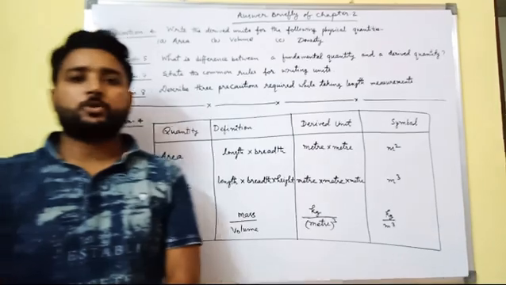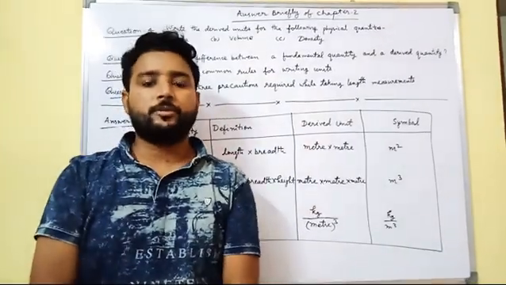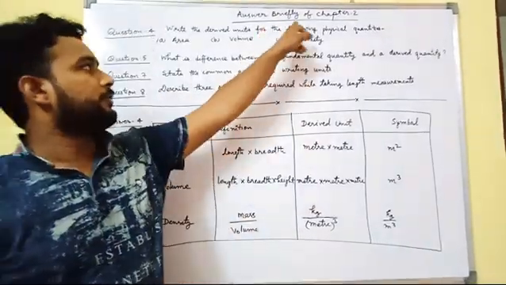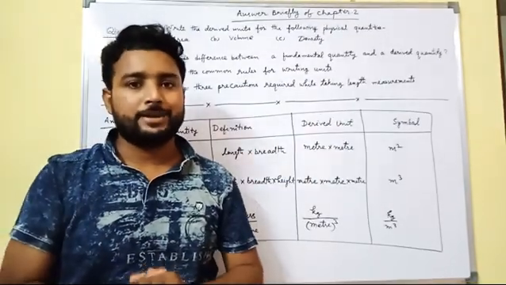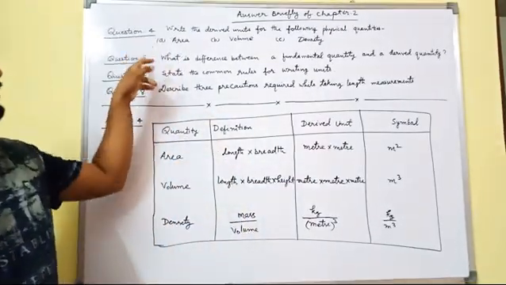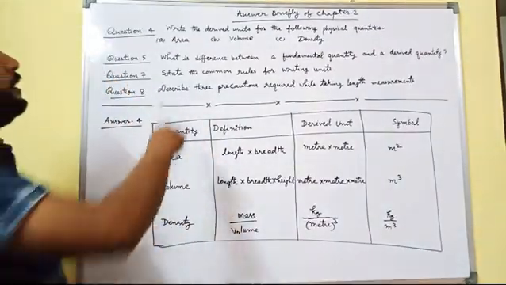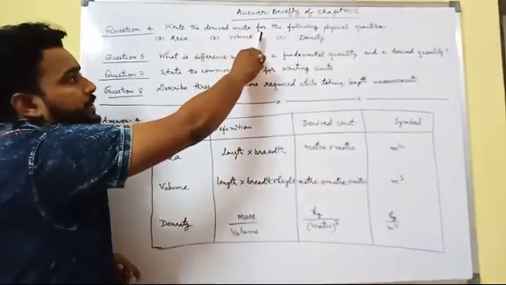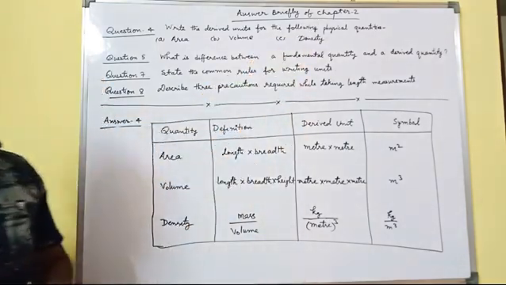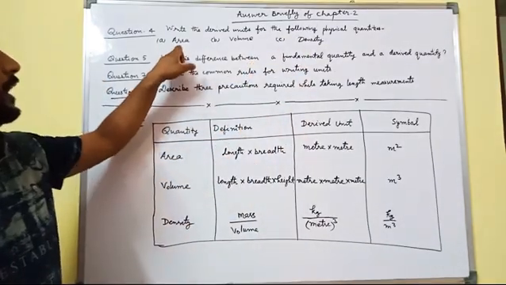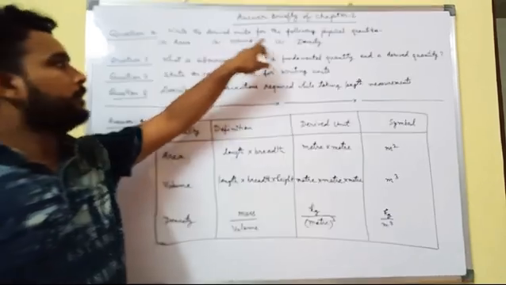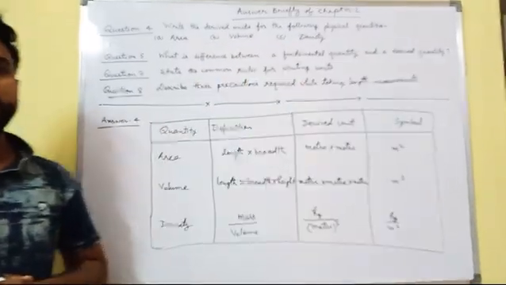Hello students, today in this session we will discuss the answers briefly of chapter 2, question numbers 4, 5, 7 and 8. Question number 4 is: write the derived units for the following physical quantities. First, area; second, volume; and third, density.